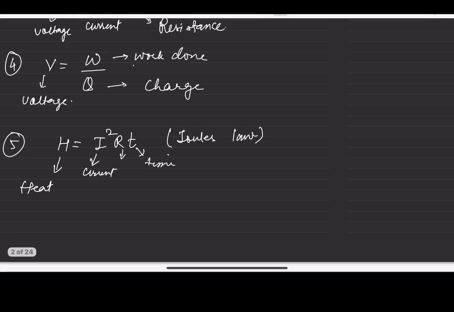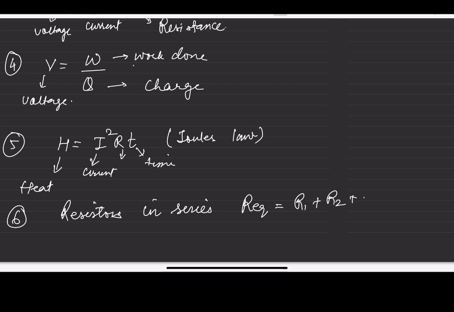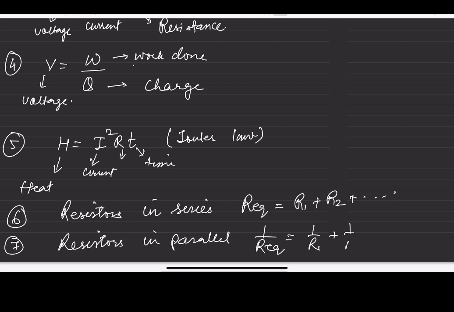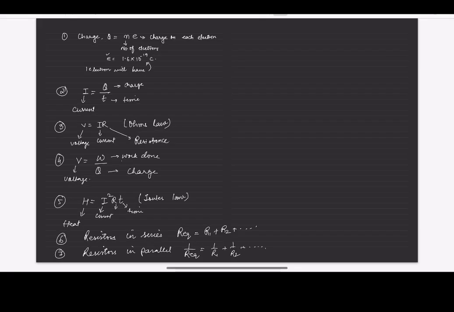There are more formulas, like resistors in series, where the equivalent total resistance will be R equivalent equal to R1 plus R2 and so on, for however many resistors you have. And resistors in parallel: 1 by R equivalent equals 1 by R1 plus 1 by R2 and so on. And there are more formulas that we are going to discuss.